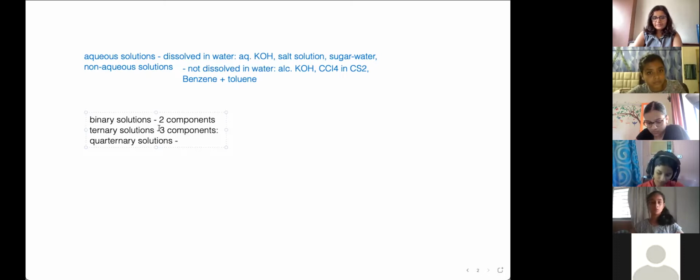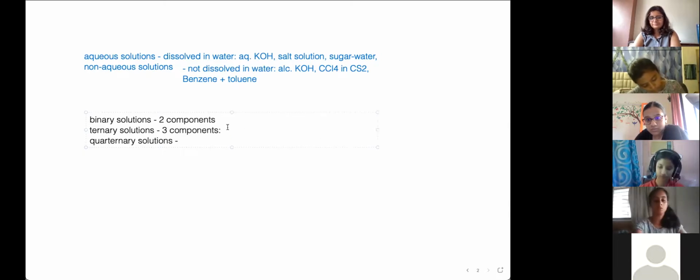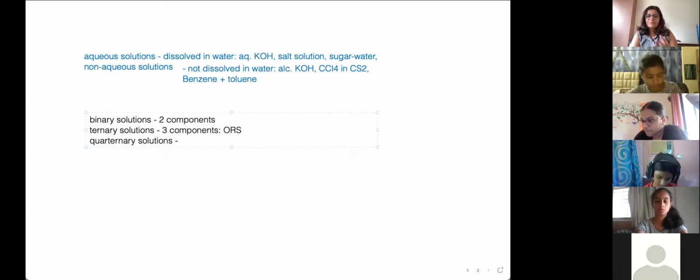So can you think of any example of a ternary solution? ORS, or your homemade ORS where you take water, put some salt, put some sugar. When you're sick, you need to hydrate. So you put three components: you take water, then you have salt, you have sugar. So that's an example of a ternary solution.